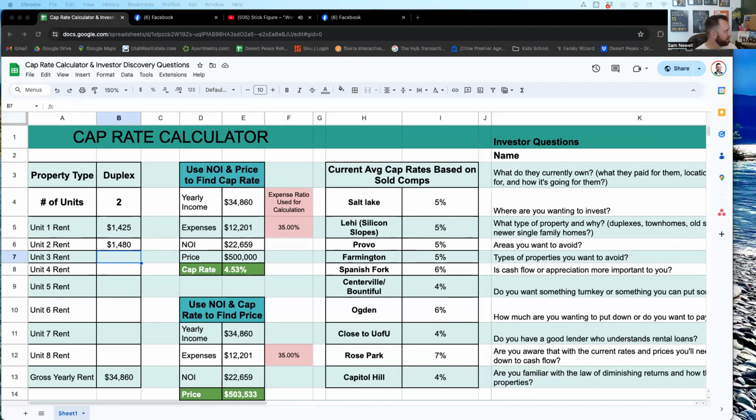I'm going to go to the next one. That's pending. I don't want to look at pending. I really want to look at the solds to help my clients figure this out. This one, they were asking $499. They sold for $500 again, so that's good.